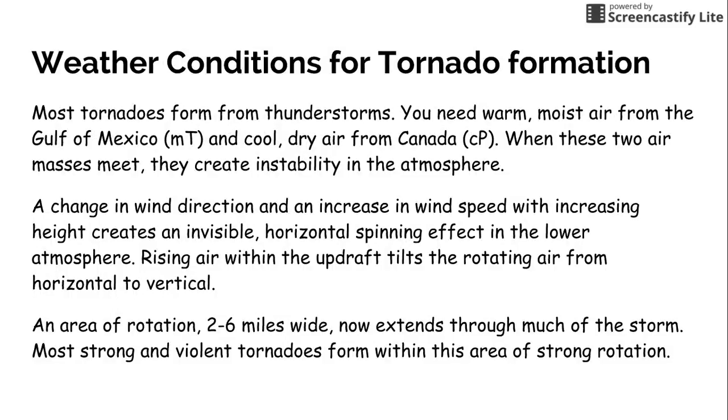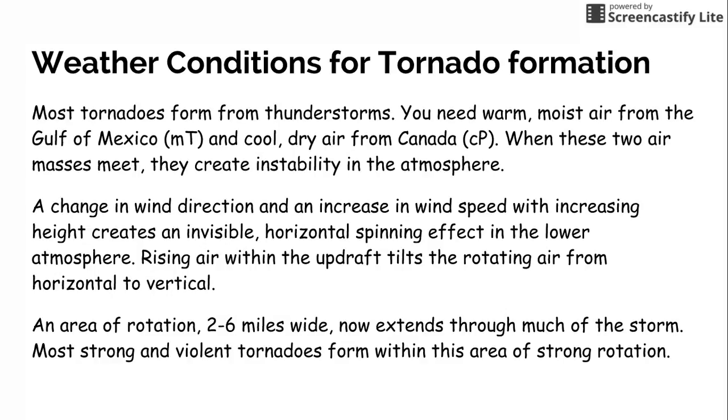So what has to be there for a tornado to form? They form from thunderstorms, and you need warm, moist air from the Gulf of Mexico and cool, dry air from Canada, maritime, tropical, and continental polar. When these two air masses meet, they create a lot of instability in the atmosphere.